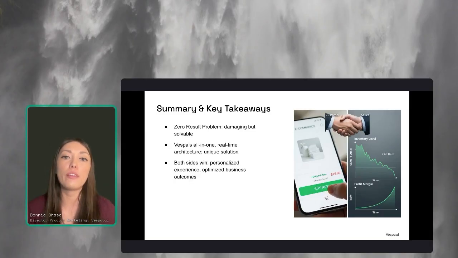This means you don't have to choose between the buyer and the seller. Shoppers get a personalized, intent aware experience, even when their query is imperfect. Merchants get control over outcomes that align with inventory, promotions, and real world business needs. When zero results disappear, both sides win, and relevance becomes a growth lever, not a liability.